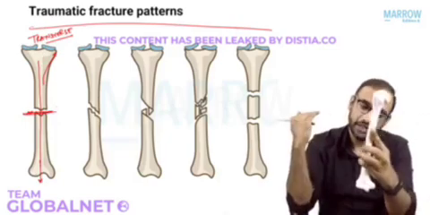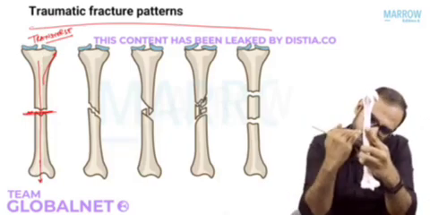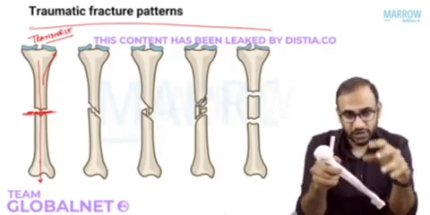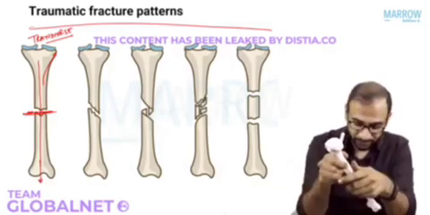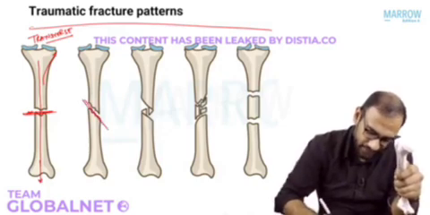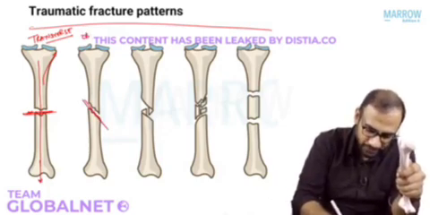Or another mechanism is direct trauma. Somebody hits you with a bat directly. So direct trauma or tension force gives you transverse fracture. Everything is written. Listen, only listen. Then there is this fracture which gives you a diagonal line. This is known as an oblique fracture.